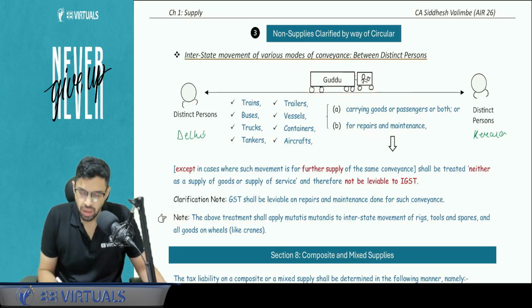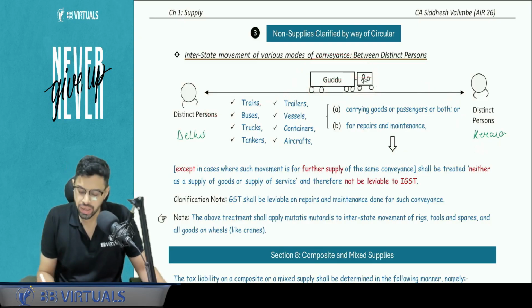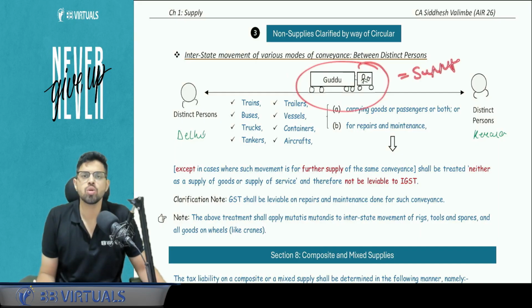So let's say this is a truck which is being sent from Delhi to Kerala for the purpose of repair maintenance in Kerala, or it contains goods or passengers. I'm not talking about GST on the goods. I'm talking about this conveyance itself. Can we say that this conveyance is a supply? Sir, but there is no consideration.